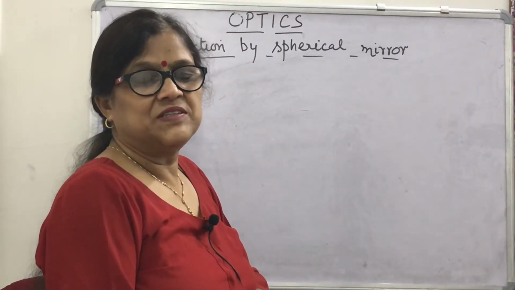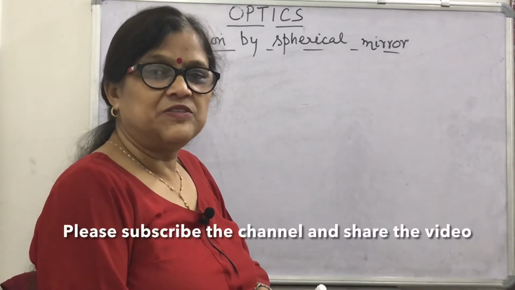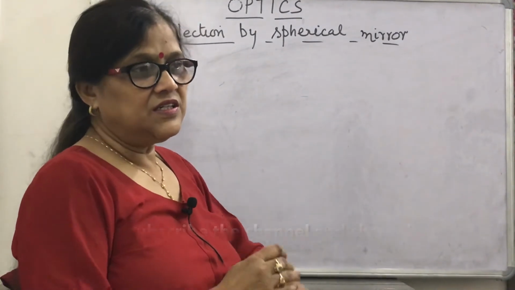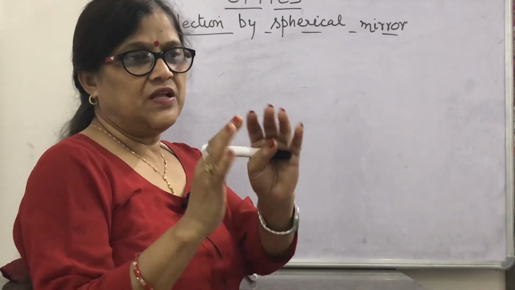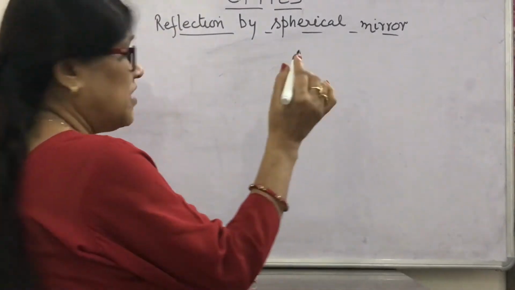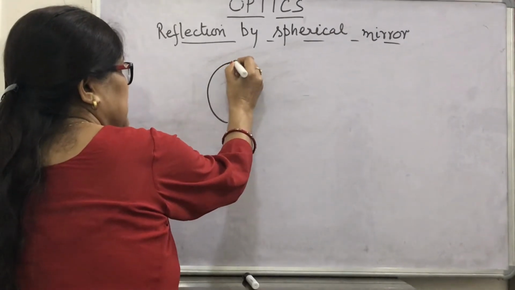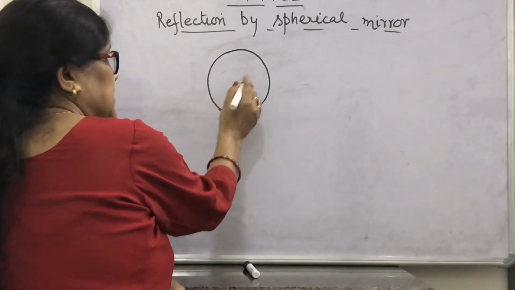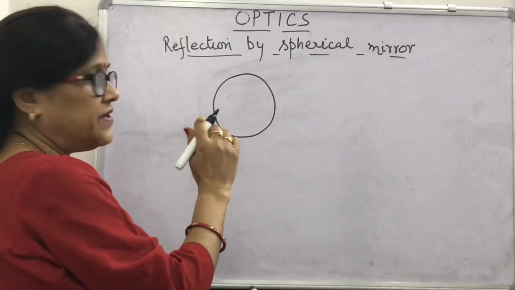Today we will discuss reflection by spherical mirrors. Do you know what spherical mirrors are? Consider a sphere of glass. If a glass sphere is taken, and I will show it here on the blackboard, so it is in 2D. It is not a circle. Imagine that it is a glass sphere.